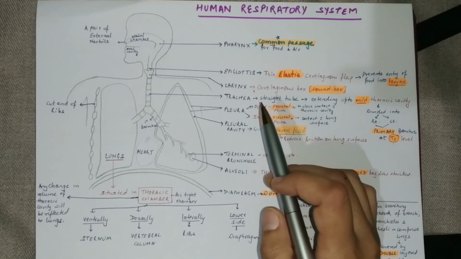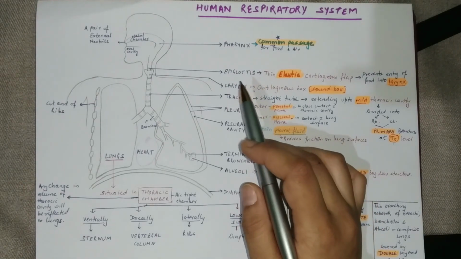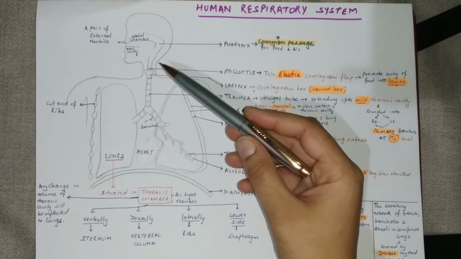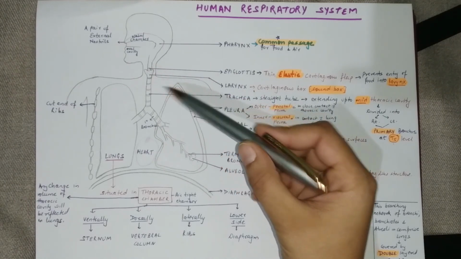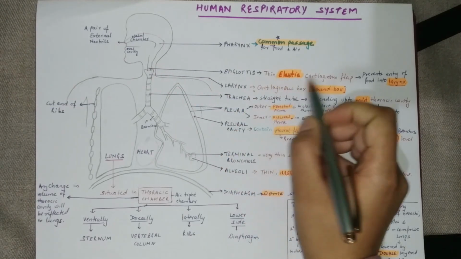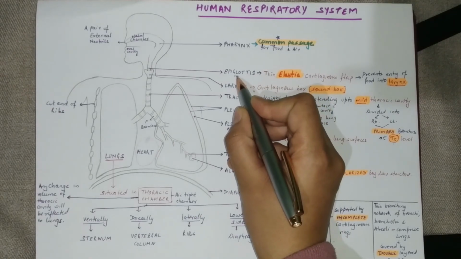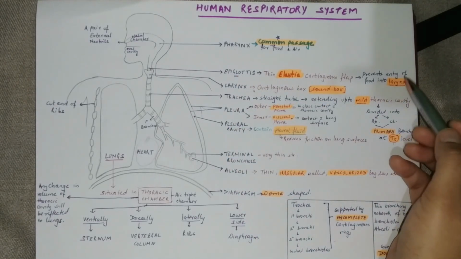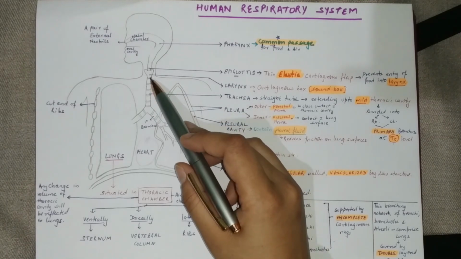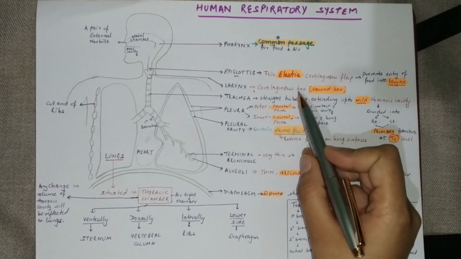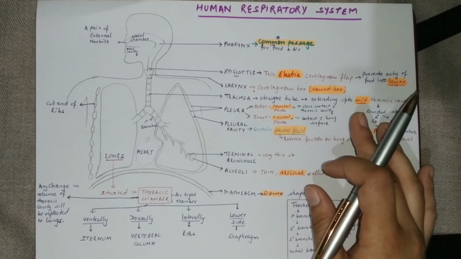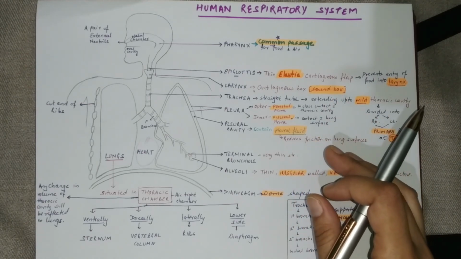As the pharynx is a common channel, to protect our respiratory tract from entry of food and water into it, we have a thin elastic cartilaginous flap, that is the epiglottis, which prevents entry of food into the larynx. The next structure in line after the epiglottis is the larynx, which is a cartilaginous box, also known as the sound box because it contains vocal cords which help in sound production.